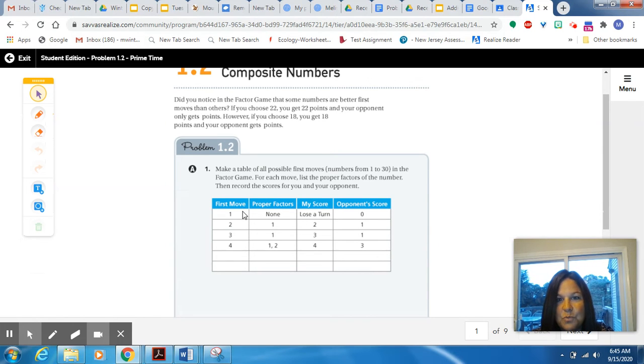So what you're going to do today is to make a table of all possible first moves. You're going to use numbers 1 through 30 in the factor game. For each move, list the proper factors of the number.